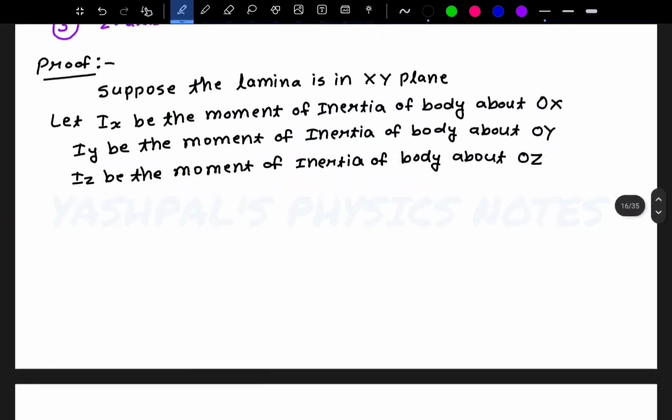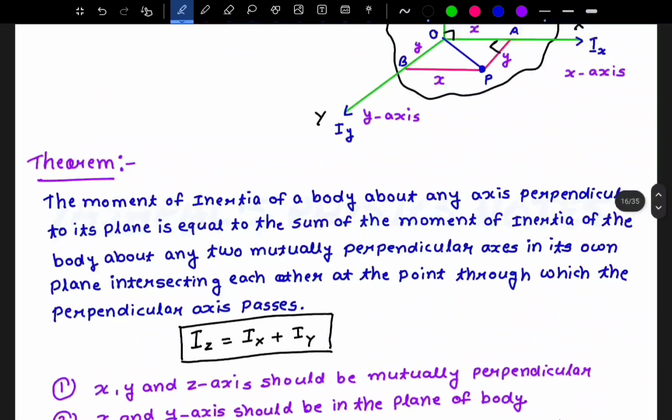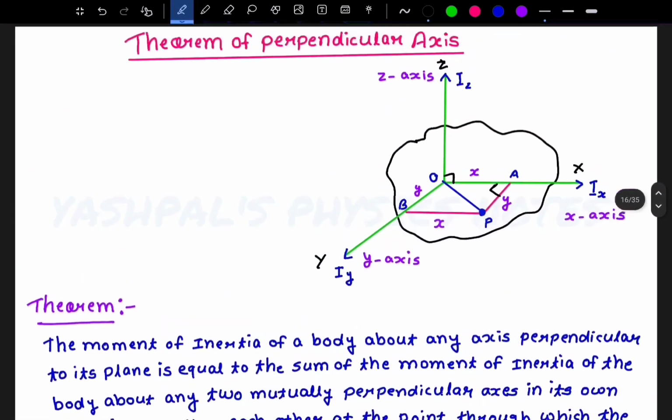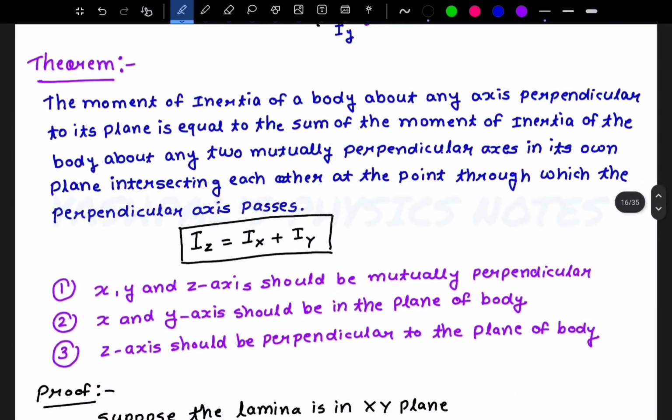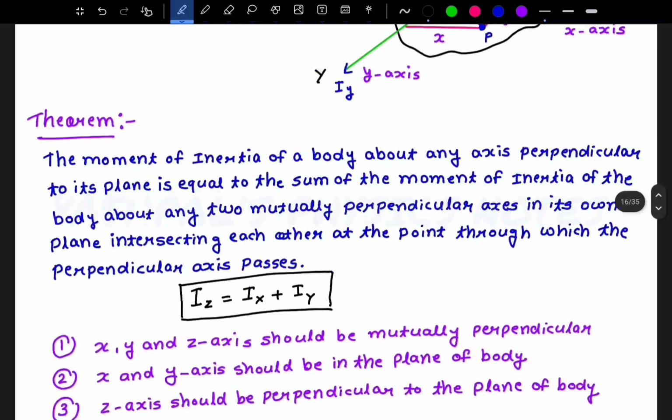Now here we have considered a lamina in the xy plane. This lamina can be supposed to be made up of a large number of identical particles. Suppose there is one particle present at point P, which I have shown with a blue dot. So I have considered one particle. Let the mass of this particle be small m.